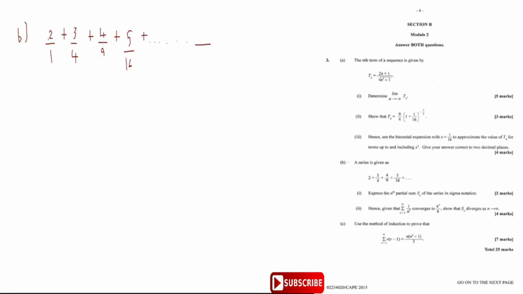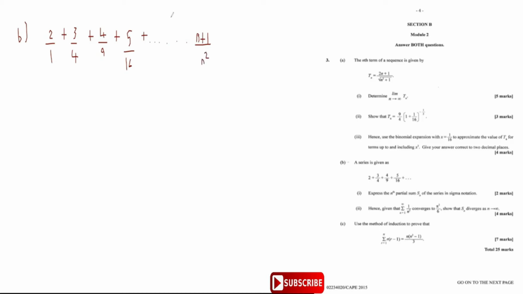The nth term would be, as you notice, just the first term plus 1, so it's r plus 1. When r is 1, you get 2. When r is 2, you get 2 plus 1, which is 3. And so it is just plus this. The nth term would be n plus 1 over, in the denominator, they're squaring it, n squared. All right, so this is all we have.